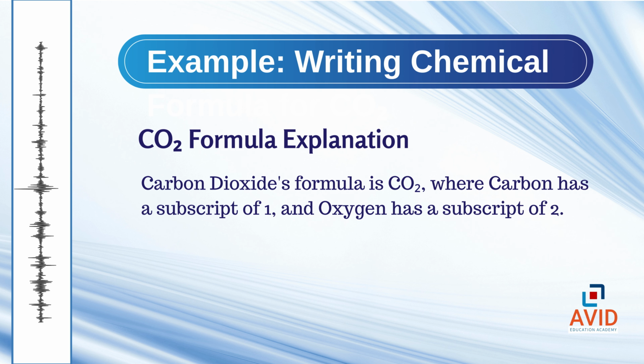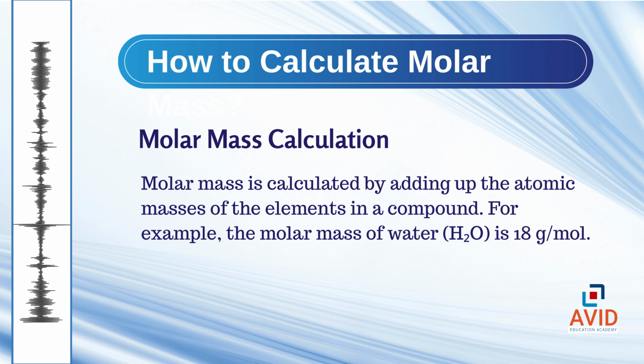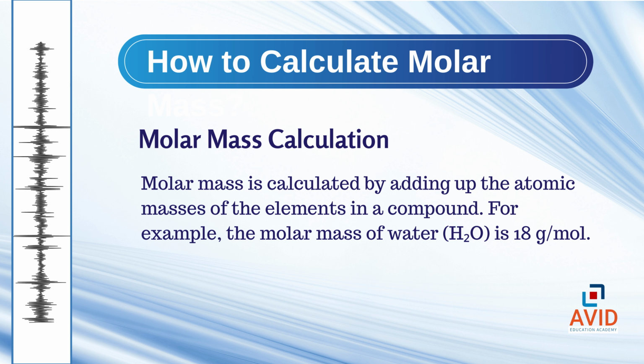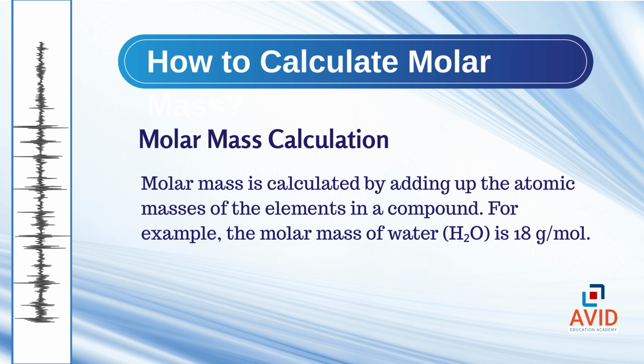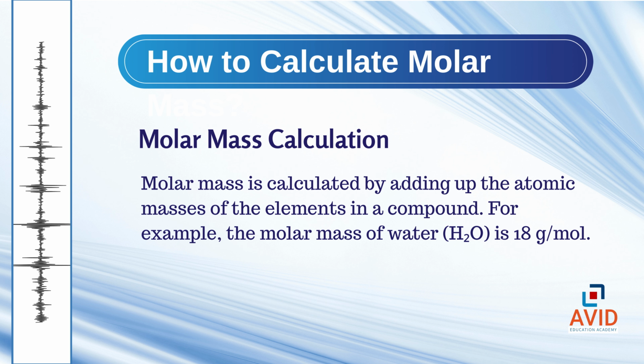How do we calculate the molar mass? Great question. The molar mass is the mass of 1 mole of a substance, and we can calculate it by adding up the atomic masses of the elements in the substance, just like we did for molecular mass, but now we use the molar mass for calculations. For example, the molar mass of H2O is calculated as 2 times 1 for hydrogen equals 2 grams per mole, 16 for oxygen equals 16 grams per mole, so the molar mass of water is 18 grams per mole.